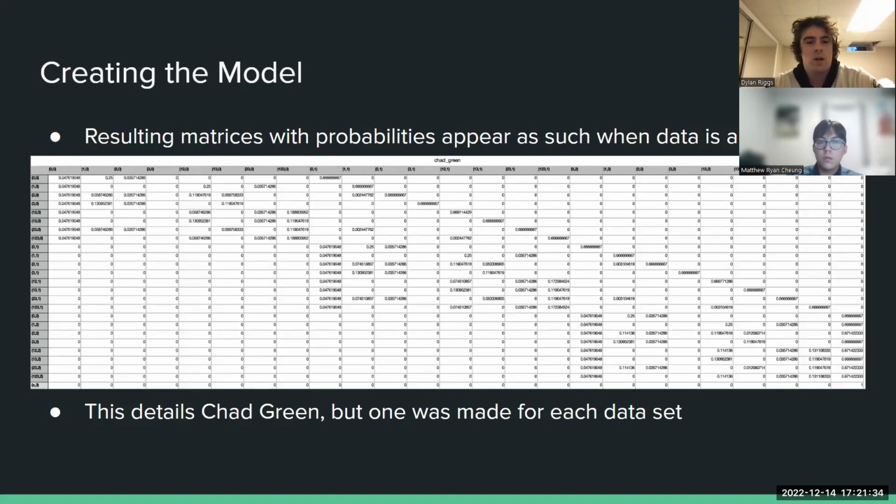Then this shows our example transition matrix for Chad Green. You can see it's kind of hard to read, but there are many different probabilities that can happen and many different ways that he could transition. We also have these for the bullpen and the normal starters, but we're just going to show the matrix with Chad Green this year.